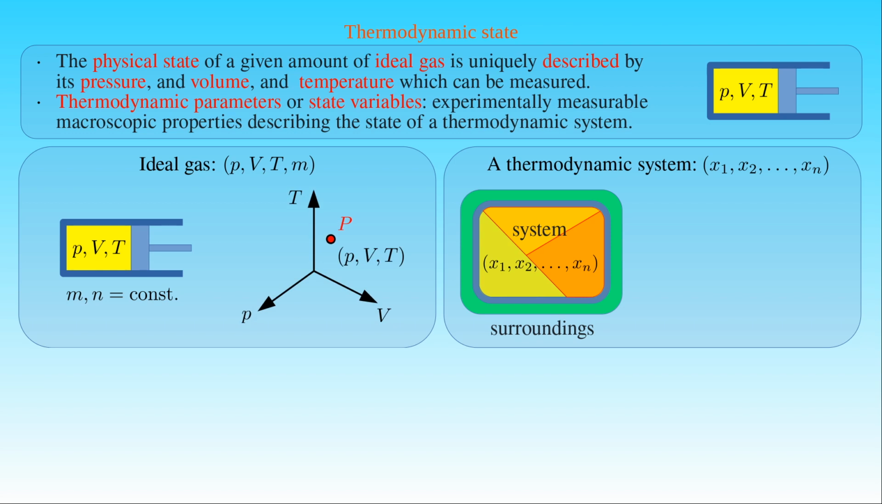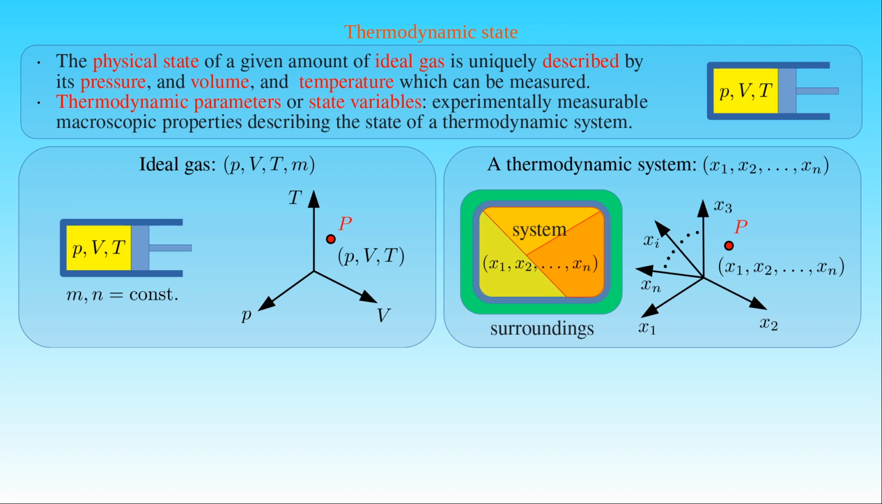In this coordinate system, the point P represents a given set of the temperature T, the pressure P, and the volume V describing the thermodynamic state of a given amount of ideal gas. In the general case, we can use the n-dimensional coordinate space for the state variables x1, x2, ellipsis, xn, where the point P represents a given set of the values of the thermodynamic parameters. The variables x1, x2, ellipsis, xn are called the generalized coordinates of the thermodynamic system, and the vector with these coordinates describes the thermodynamic state of the system.